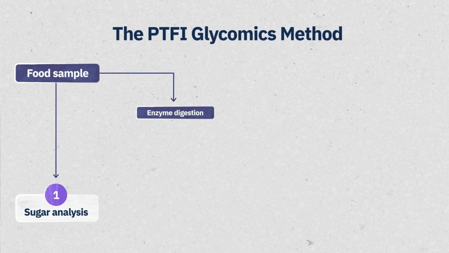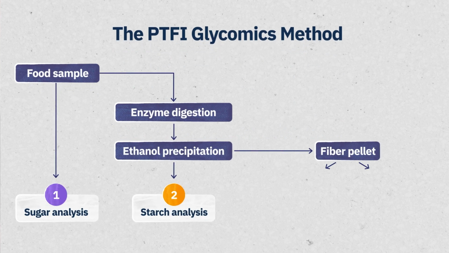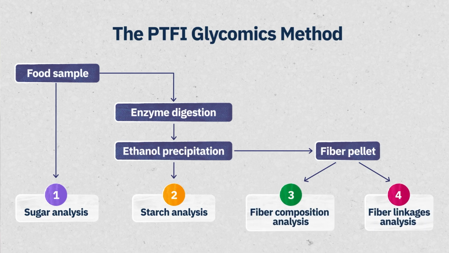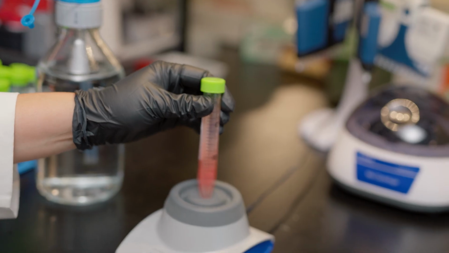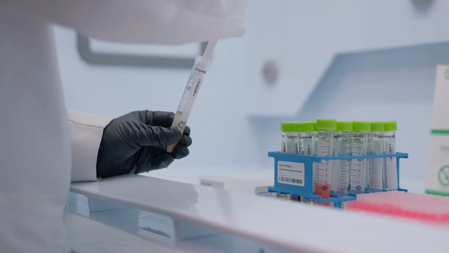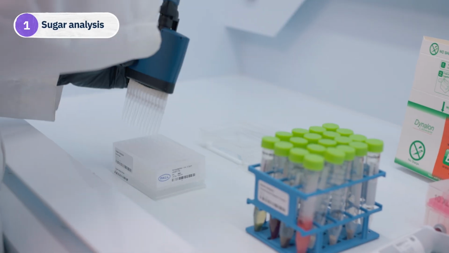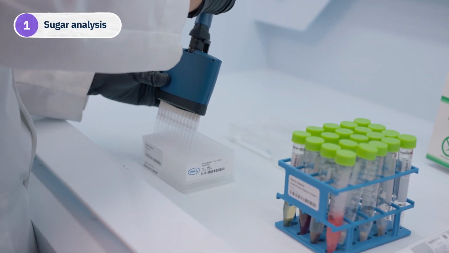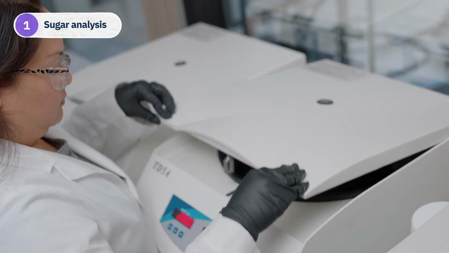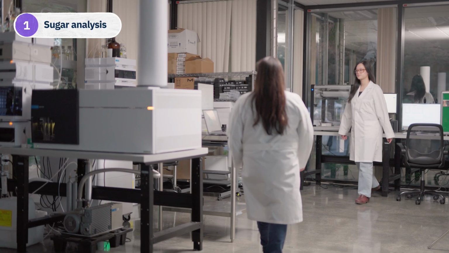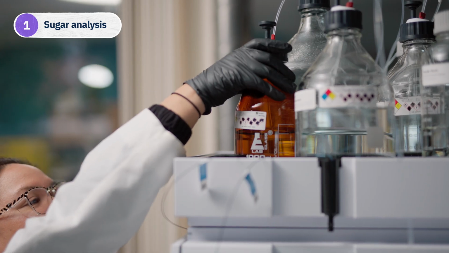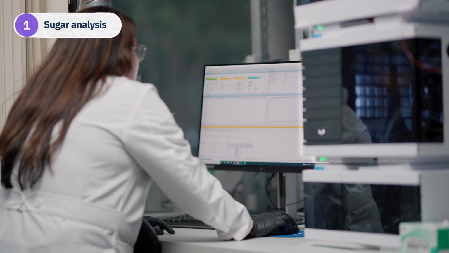The PTFI Glycomics method offers an integrated approach to carbohydrate analysis, where the carbohydrates in just 100 milligrams of a food sample are physically fractionated, with aliquots being taken at different steps and probed more deeply for their molecular components. Samples first undergo preparation and processing before being hydrated in a buffer. Once hydrated, an aliquot is taken for sugar analysis, which undergoes dilution and filtration before being loaded into an autosampler for analysis by ultra-high performance liquid chromatography paired with tandem mass spectrometry.